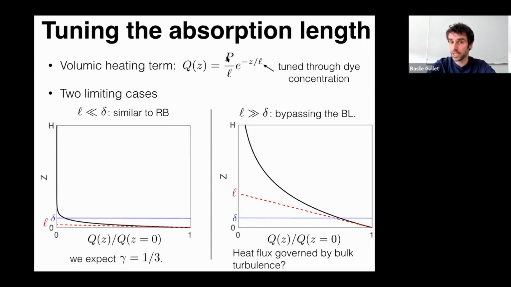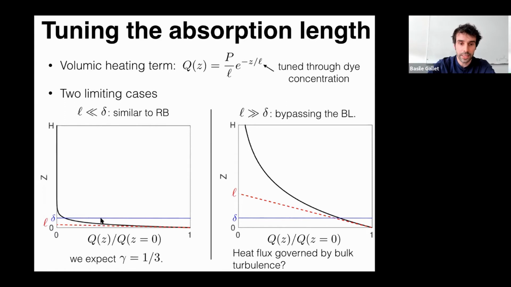You have P, the heat flux, divided by L, so that if you integrate this from Z equals 0 to infinity, you recover the total heat flux P that is input by the spotlight. Okay, so the first limiting case will be when this L is much less than the typical boundary layer of the temperature field in the system.